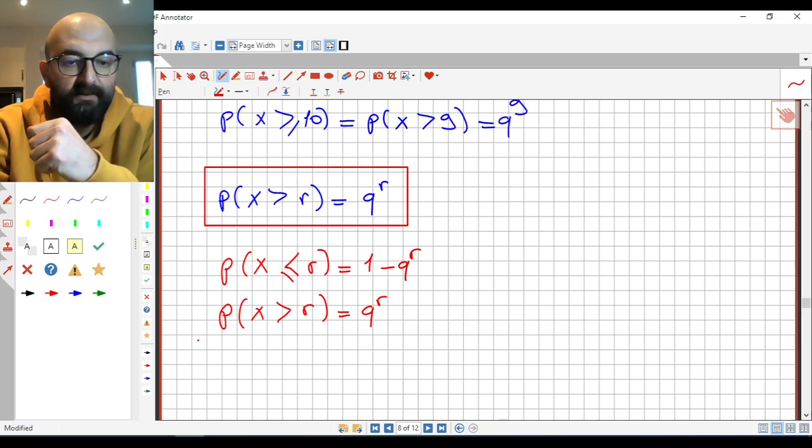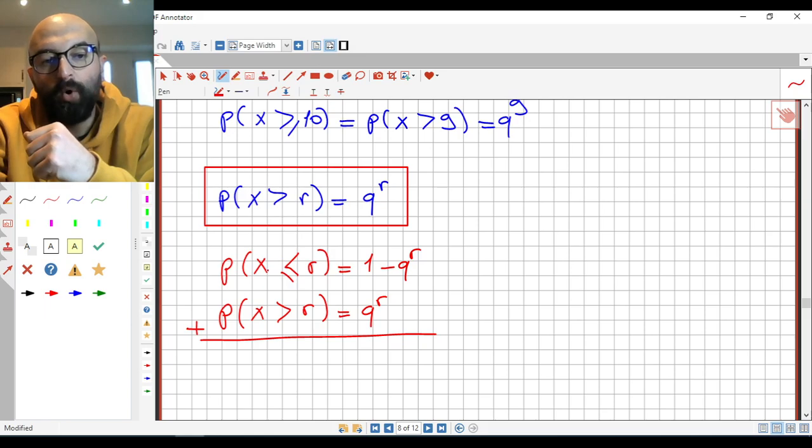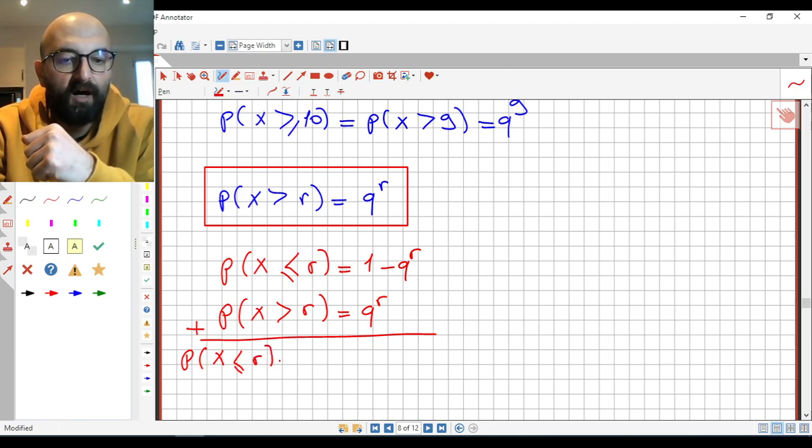Please notice that if I sum these two equations, it is the probability of X less than or equal to r plus the probability of X greater than r, and negative q to the power of r, positive q to the power of r cancel, giving 1. Please think on that.